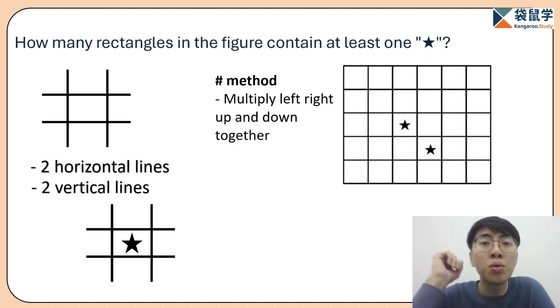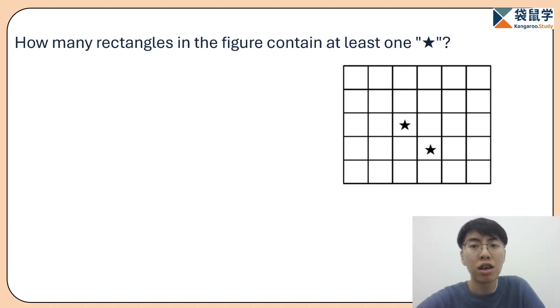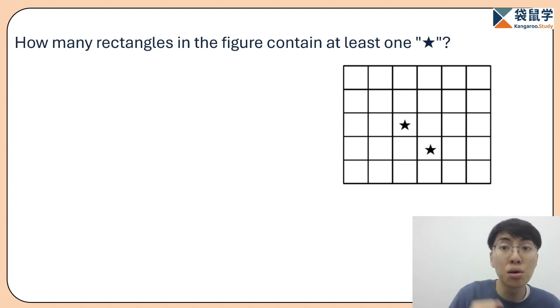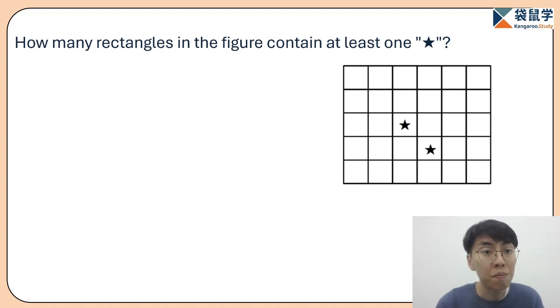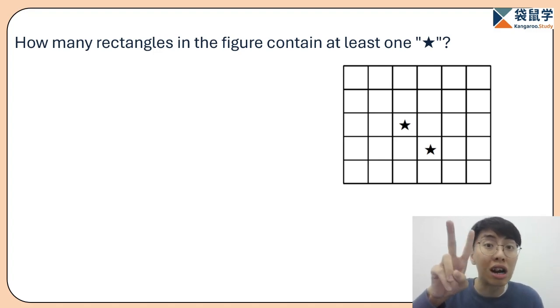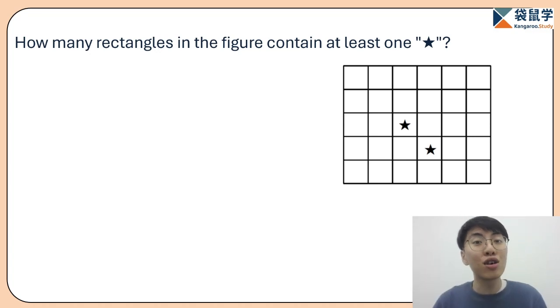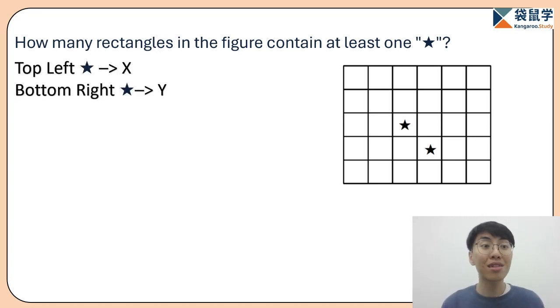Then how do we apply this concept into our question? Well, of course, we can think about, how do I draw those lines to contain this star? But before we start on that, because there are two stars, we want to differentiate them easily. So I've chosen to give them a name. Well, the top left star, I call it X. And the bottom right one, I call it Y.